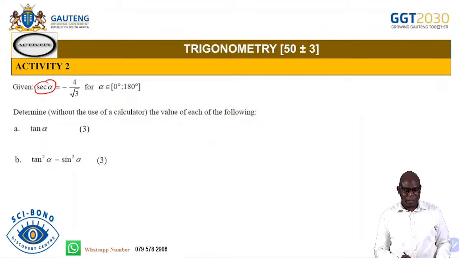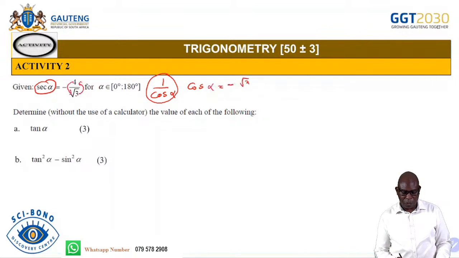So now I know sec is 1 over cos alpha. But I know that if I write it as the cos of alpha, what should I do? I must switch these values around. So now I'll have negative square root of 3 over 4. Then I know that I have to work in which quadrants?